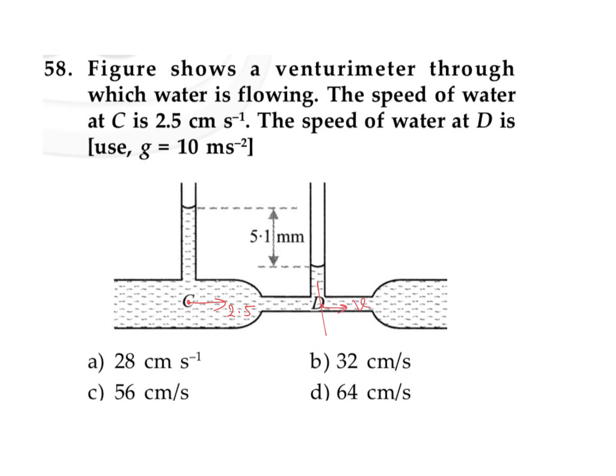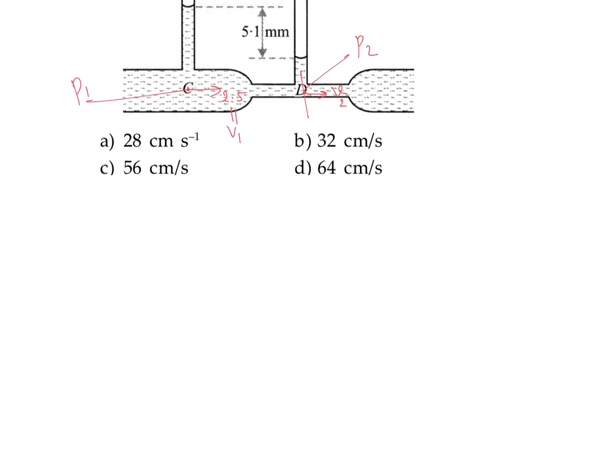Let's say that is equal to V, or I'm just taking it as V2. So this we can take as V1. And consider that the pressure over here is equal to P1 and the pressure at this point is equal to P2. Now we are going to apply Bernoulli's theorem between these 2 points.